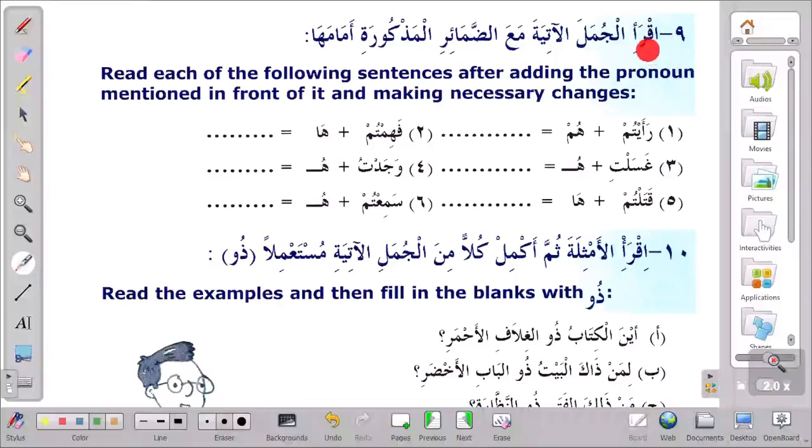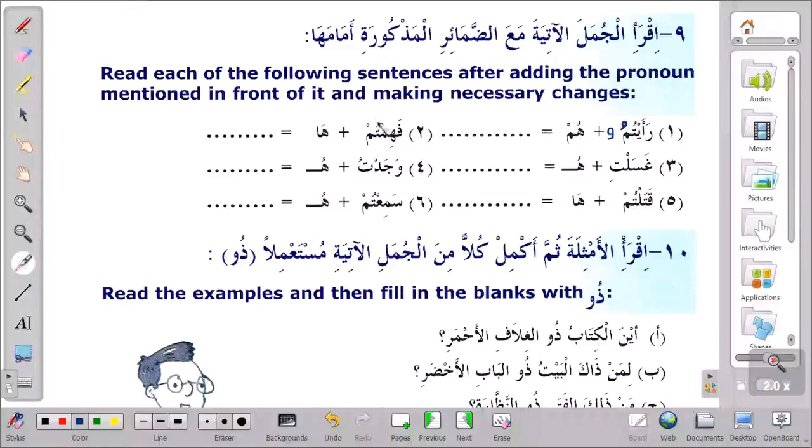So we have here: read the following sentences with the pronouns mentioned in front of them. So they want us to read this. How do you read it? Ra'aytum, you see it is ending with tum. So you have to add wow here, and then change here to dhamma. So ra'aytumuhum. I hope that is clear.